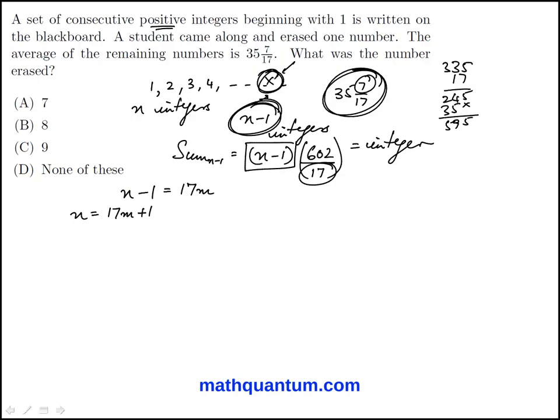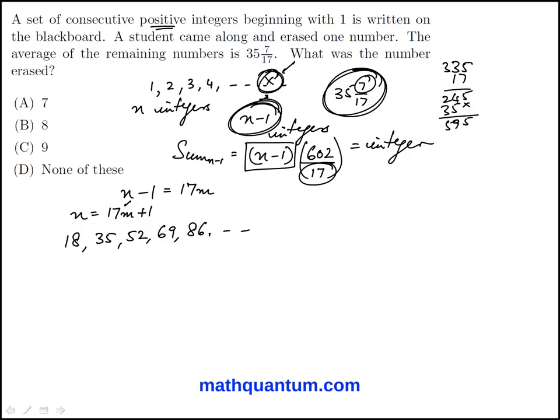So possible values for n would be 18, double that, 34, plus 1, 35, 52, just finding multiples of 17, 69, and 17 times 5 is 85, so 86, and so on and so forth. So those are the only possible values that n can take. I mean, there are an infinite number. And this is going to help us narrow down that number.